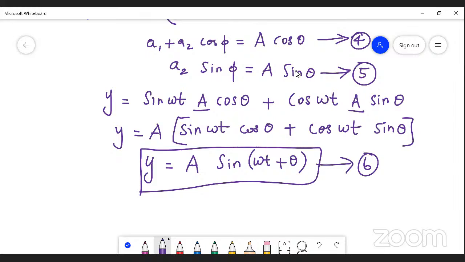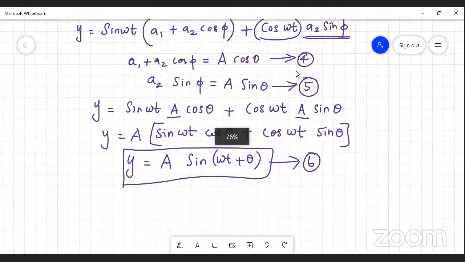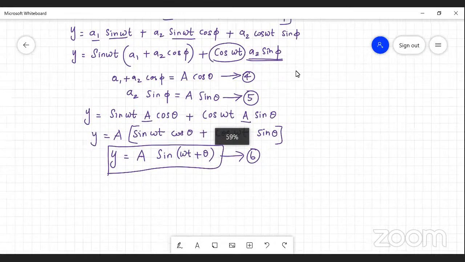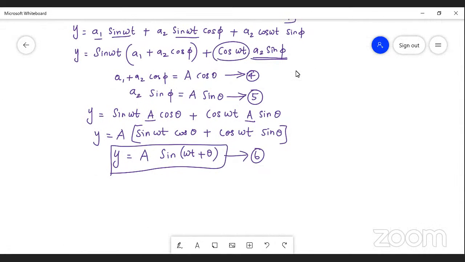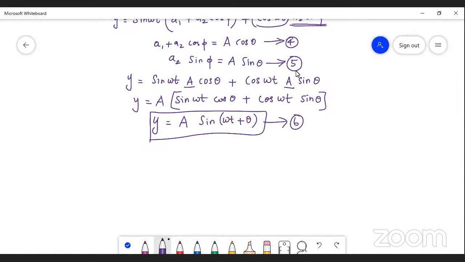Next, I want to calculate the resultant amplitude, the maximum amplitude. For example, take equation number 4 and equation number 5, square both and add. A square cos square theta, equation number 4 squared, plus equation number 5 squared, which goes to what?